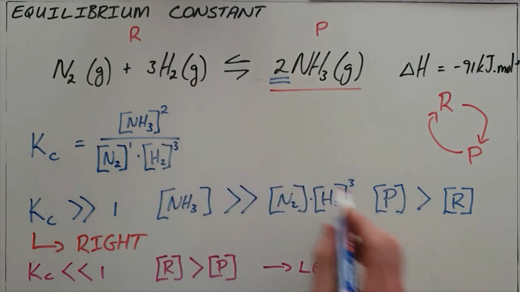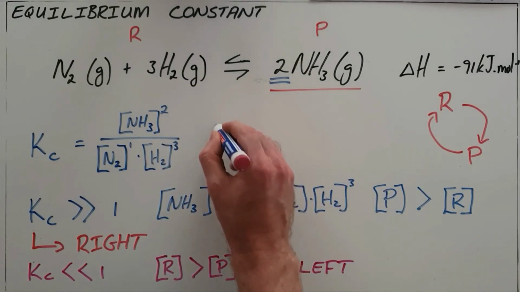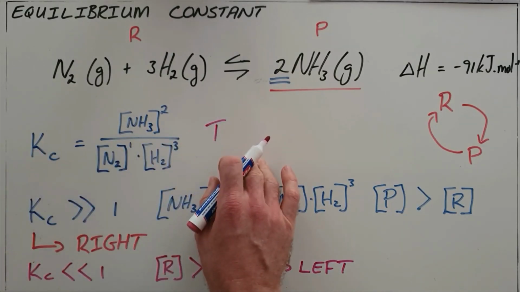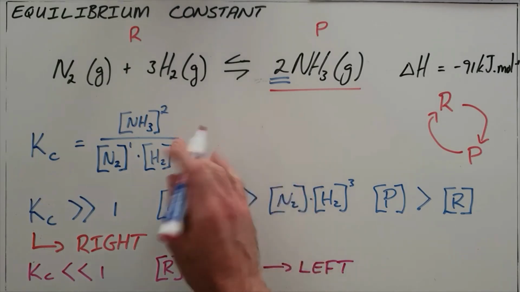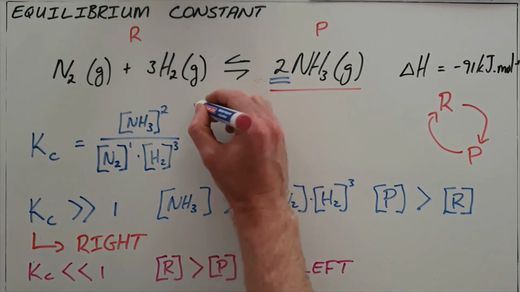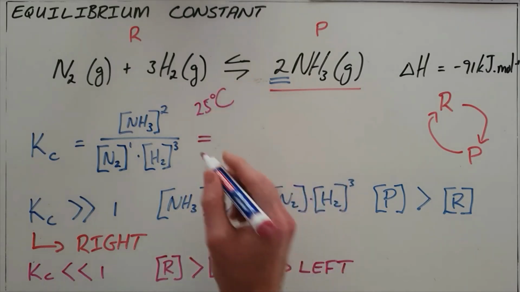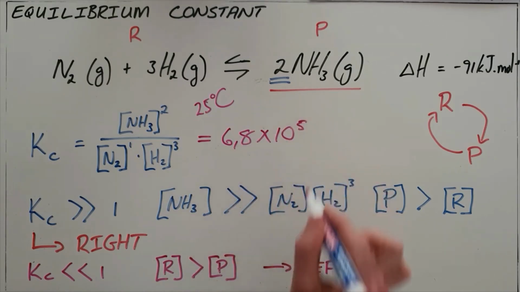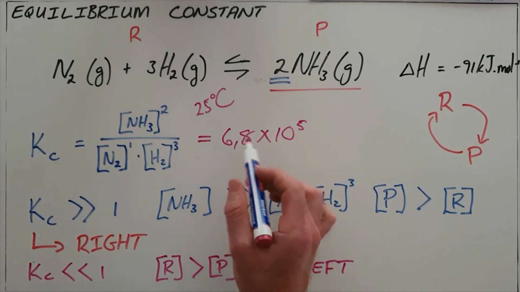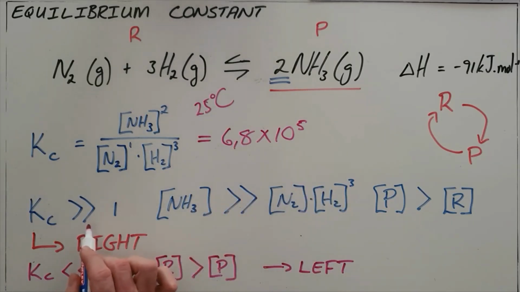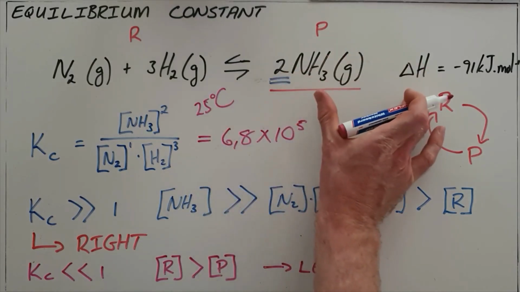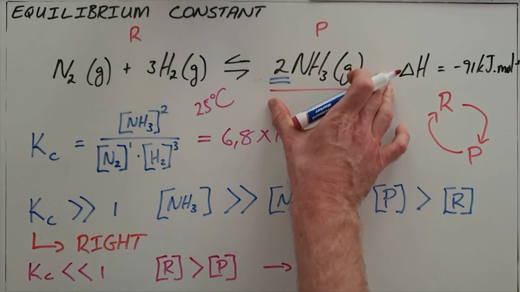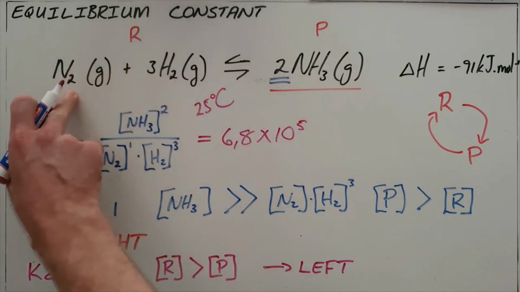The equilibrium constant is a constant for a specific temperature. So you would often see an equilibrium constant quoted at a specific temperature. As an example, the equilibrium constant for the Haber process at 25 degrees Celsius is 6.8 times 10 to the power of 5. From this we can clearly see that this is a number that is far bigger than 1, which means that equilibrium lies far to the right, which tells us that at equilibrium there is far more ammonia present in a container than there is nitrogen and hydrogen.